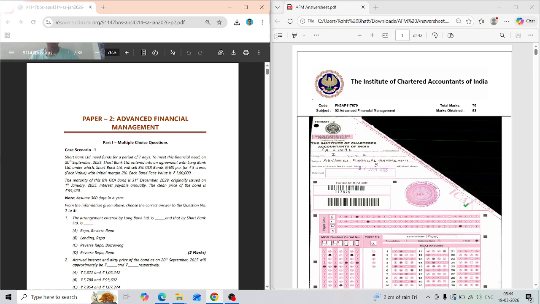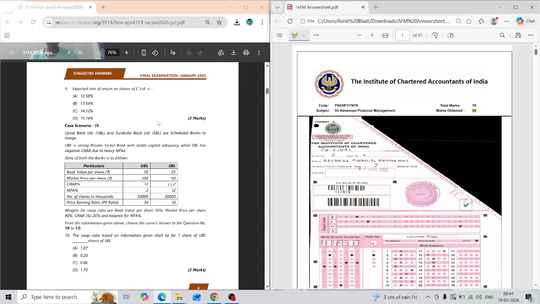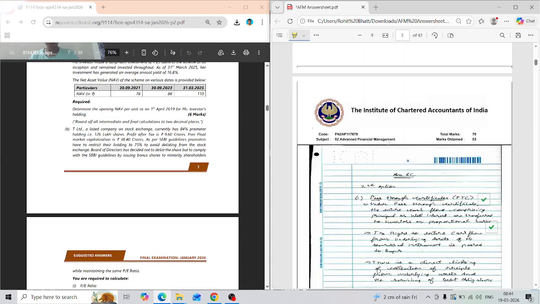77 marks. So I have secured 53 in the descriptive part and 24 in the MCQs part. I'll be discussing here only the descriptive part, since in MCQ we cannot do much and it is done on an OMR sheet. So I have started here.